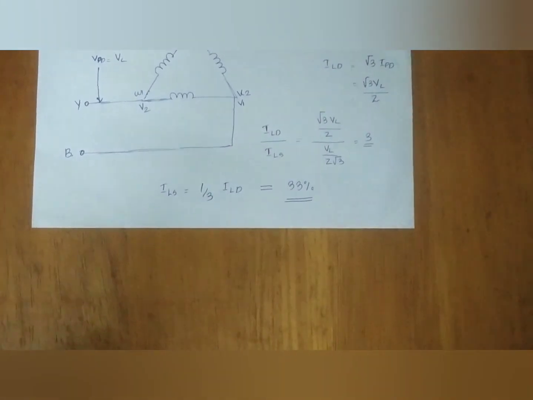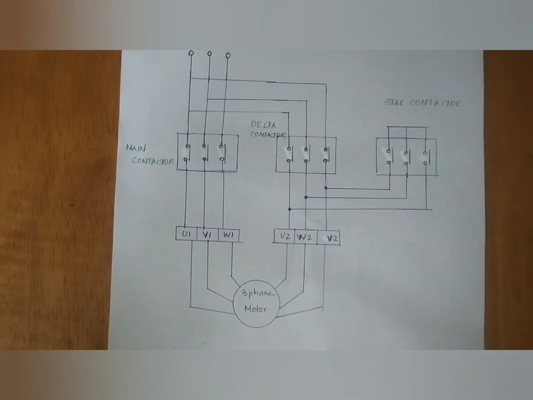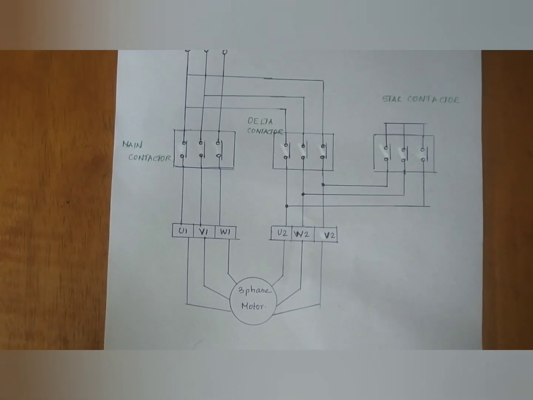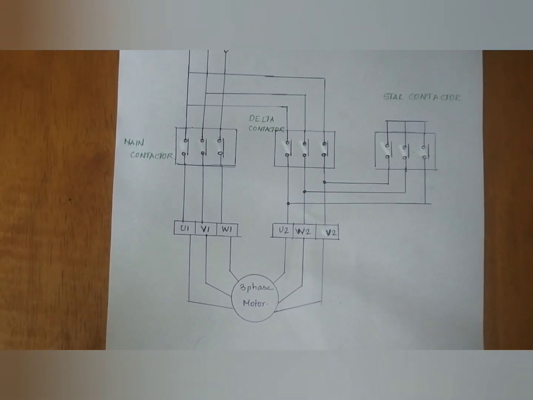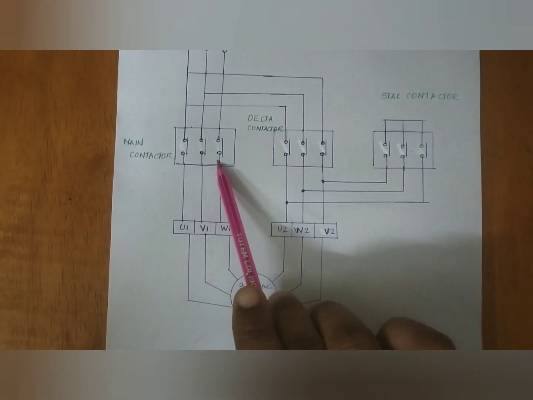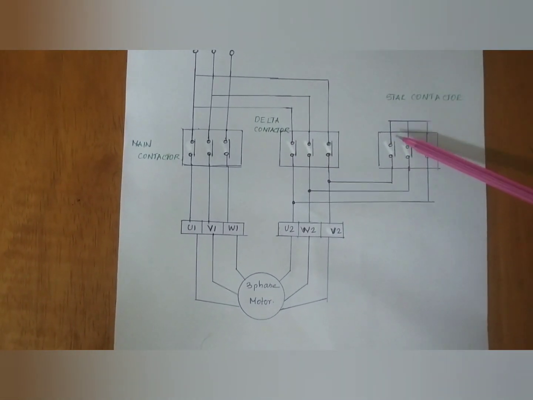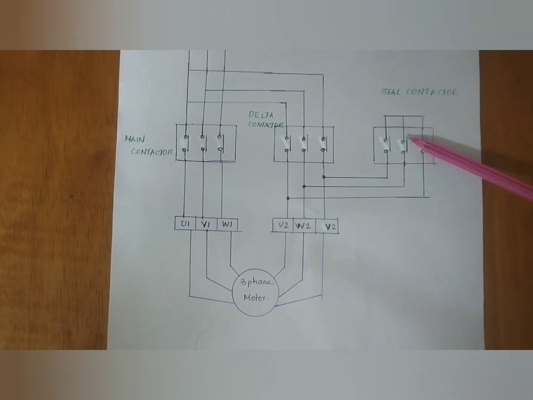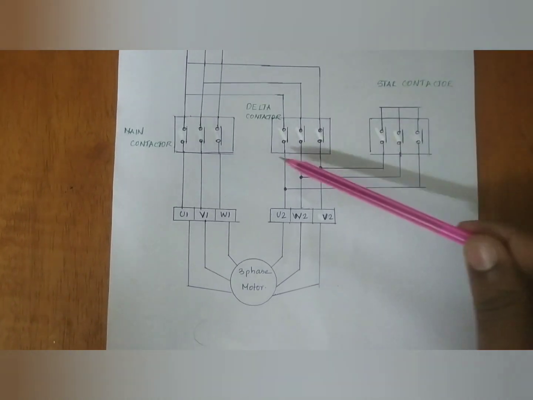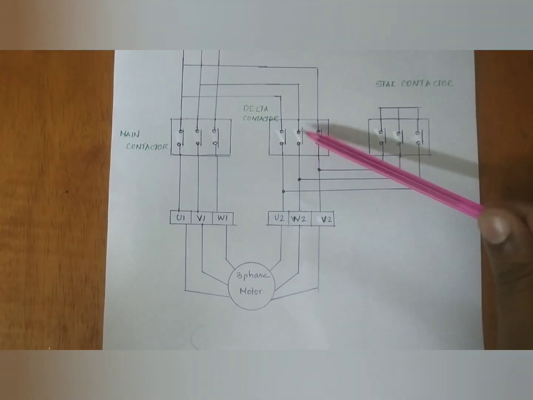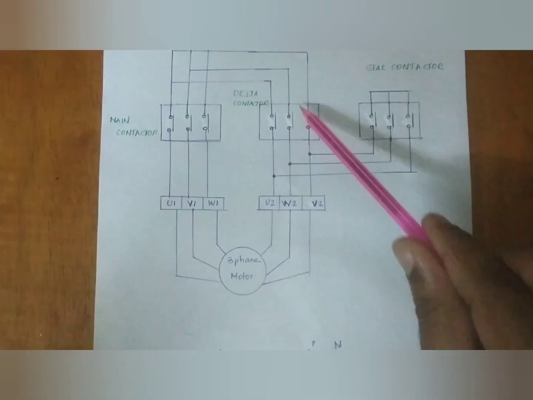Now let's discuss about a star delta starter. This is all about a star delta starter. As you can see, there are three contactors: one main contactor, one delta contactor, one star contactor. The outputs of the star contactor are short circuited to make the star connection, and the inputs of the main and the delta contactor are always fed with an electricity supply.